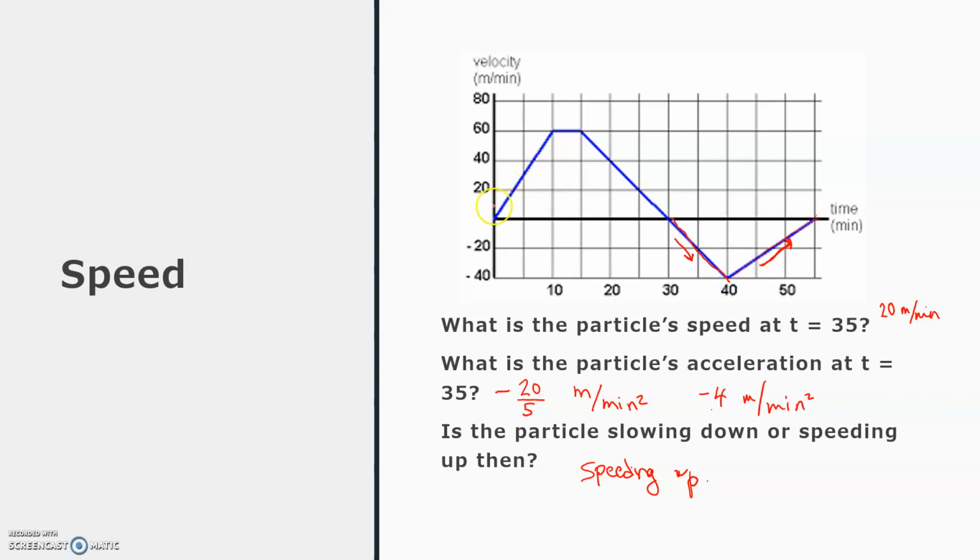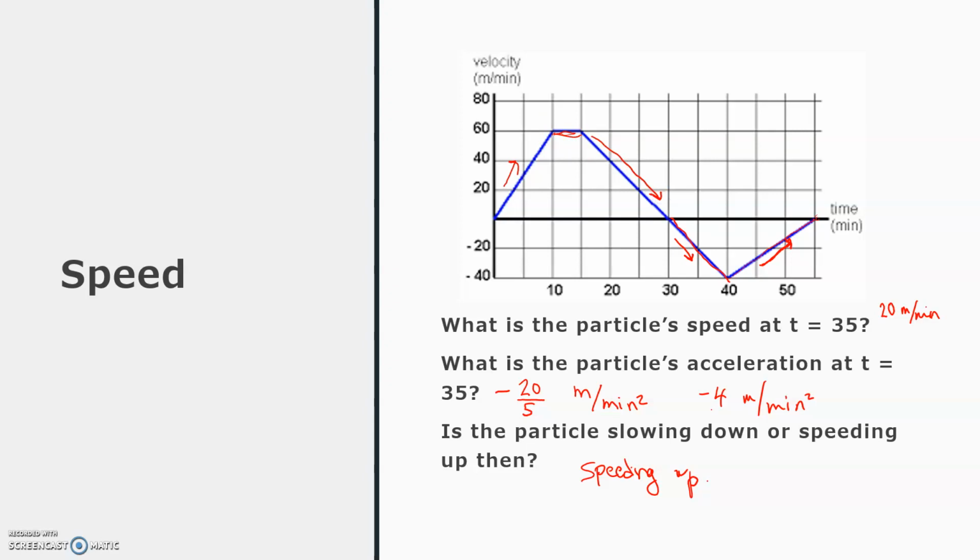I feel like the ones that are above the x-axis just make more sense. Velocity and acceleration are both positive. Particle is speeding up. Particle is at rest? No, it's not. Particle is not changing. The velocity is not changing. It's not at rest. It's at 60. But then here, the particle is slowing down and the slope is downhill.